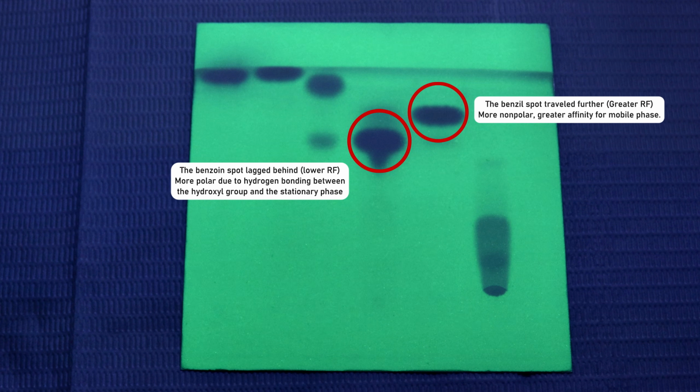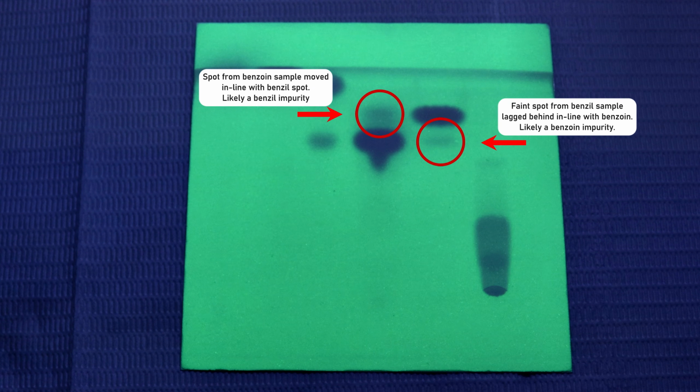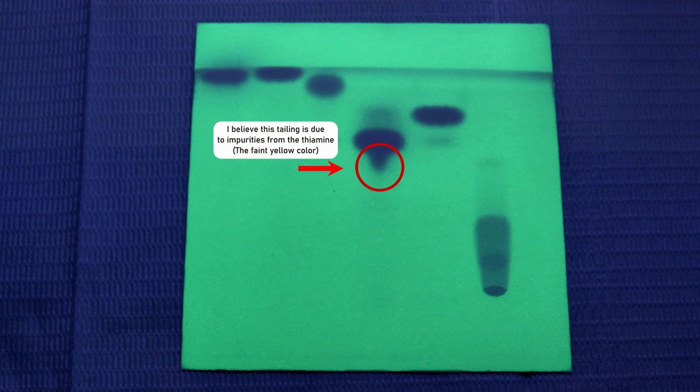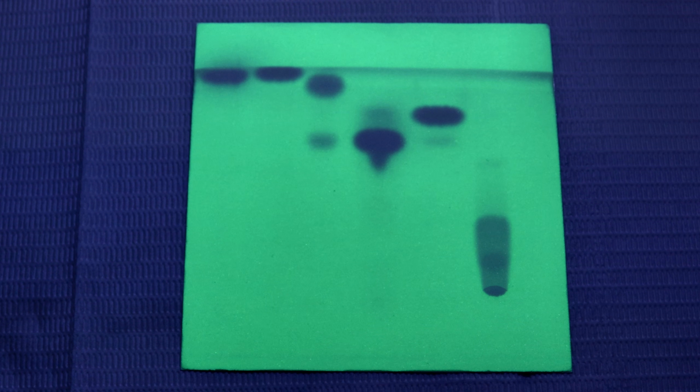This was a good confirmation that I had indeed made benzil, as it should have been the most nonpolar of the 3 compounds. However, there was some bleed from the benzoin spot up in line with the benzil spot and vice versa. This leads me to believe that the benzoin contains a bit of benzil impurity and the benzil contains a bit of benzoin impurity. There was also a bit of tailing that lagged behind the benzoin spot, and I'll chalk this up to some more polar impurities from the thiamine. Also, keep in mind that the benzaldehyde I used here was homemade and not distilled at any point, and that could definitely be the cause of some of these spots.